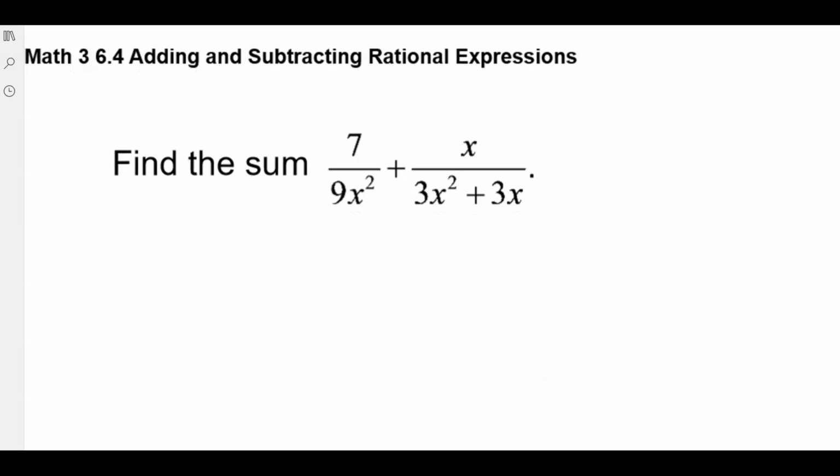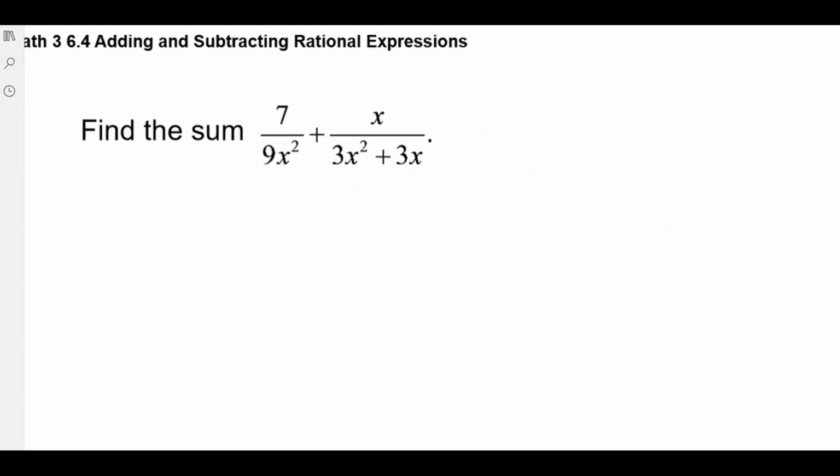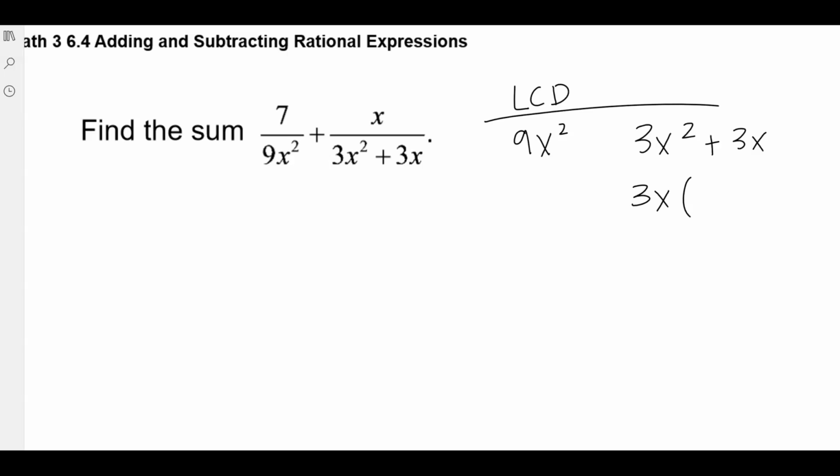All right, so we're going to find the sum. So we want to get the common denominator. What I like to do is write out all my terms for the lowest common denominator. So I have a 9x squared, and then I have a 3x squared plus 3x. If we factor out a 3x from each of these, then you're left with x plus 1.